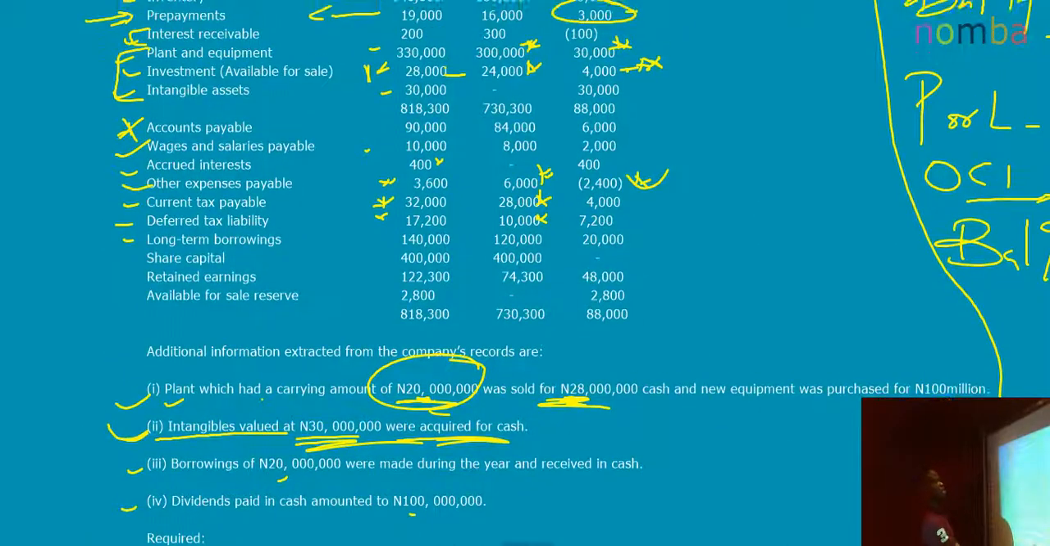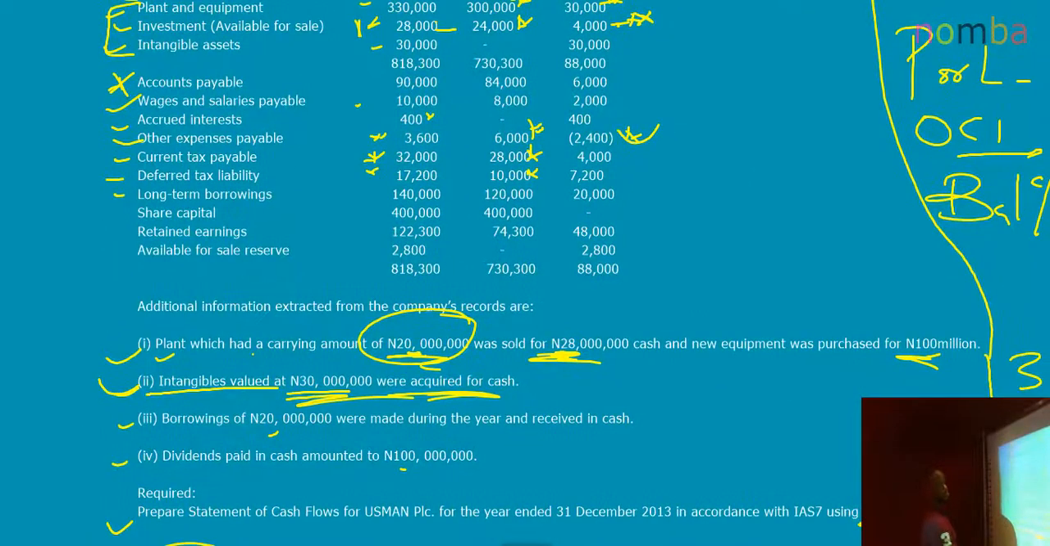Then we'll start picking the items one by one. Remember that we have picked almost all these items. We have touched this, and this. So we are left with this. The first item here is the long-term borrowings. These long-term borrowings at the beginning of the period was 120,000, and at the end of the period is 140,000. So that means we took a loan during the year of 20,000.